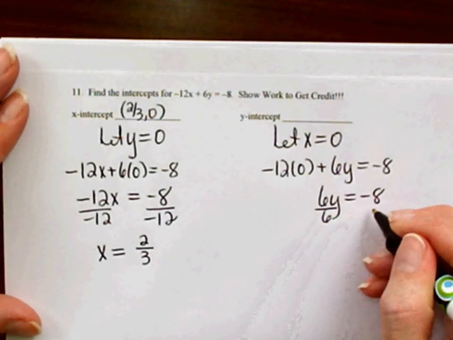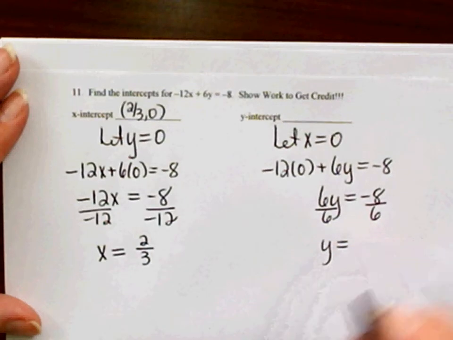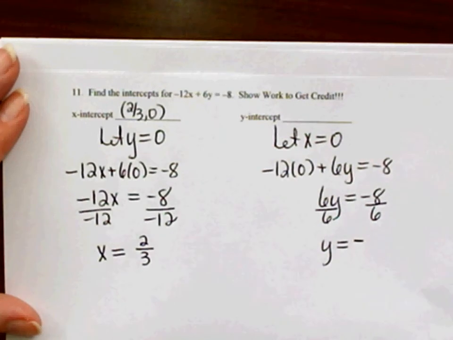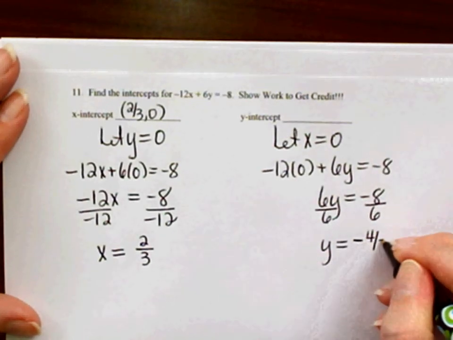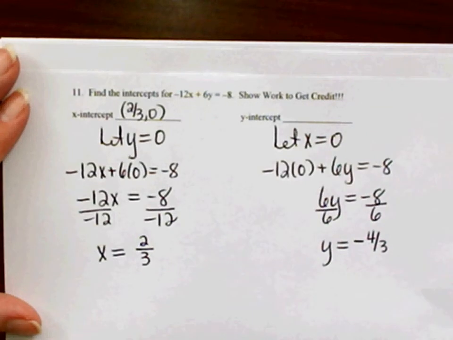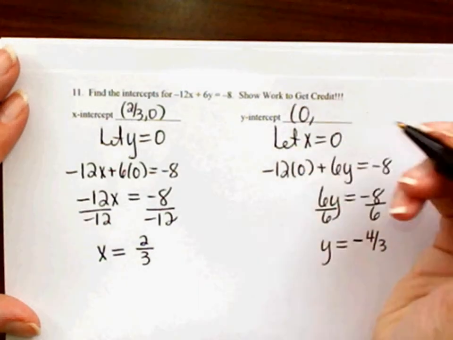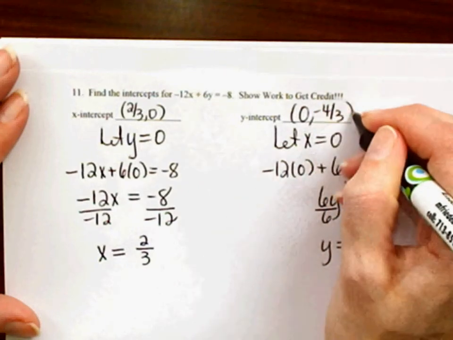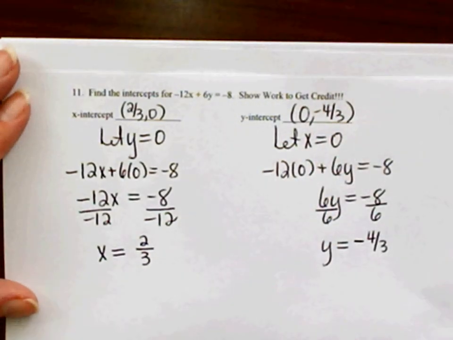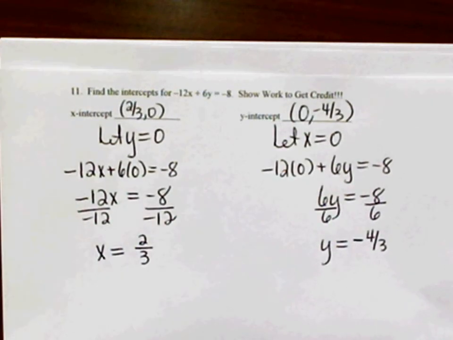We're going to divide by 6. A negative divided by a positive keeps it negative. They're both divisible by 2, so that's 4/3. So we're going to end up with an ordered pair, that ordered pair being (0, negative 4/3) in your parentheses. So that would be our two ordered pairs, one representing the x-intercept, the other one representing the y. Alright, that's problem 11. Let me give you a few minutes to look at it, and then we're going to move on to 12.